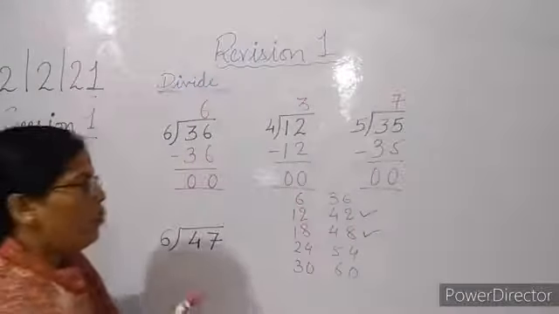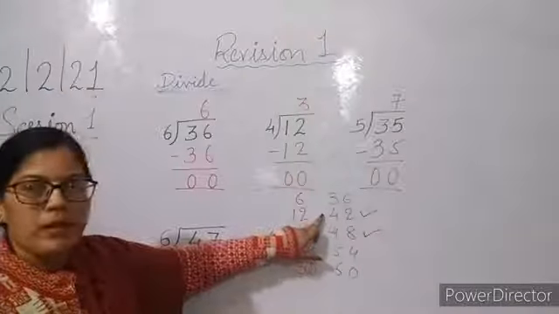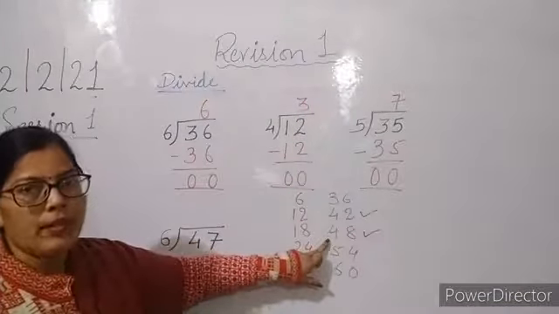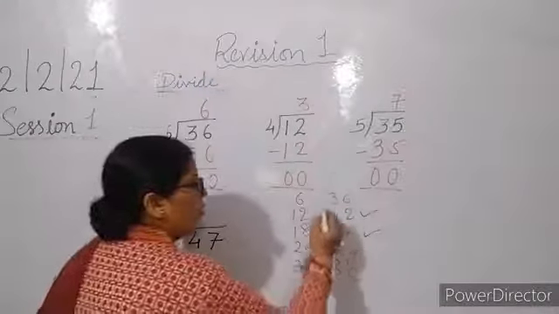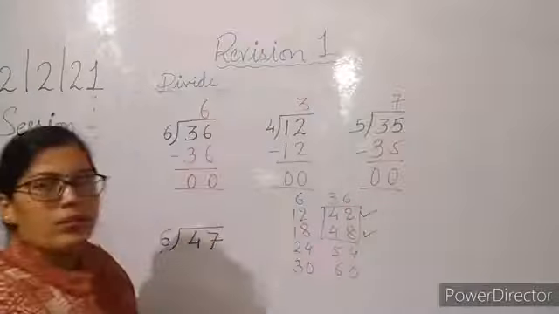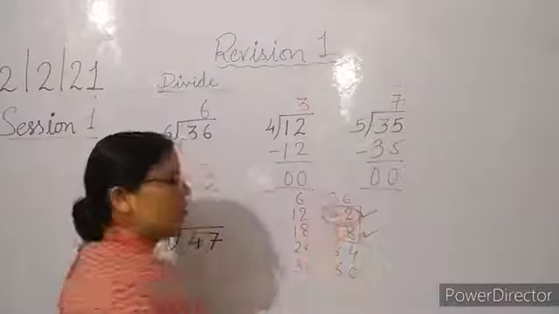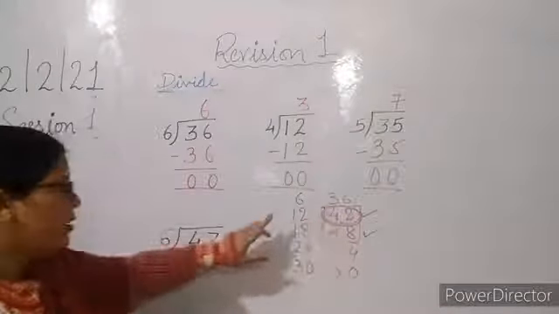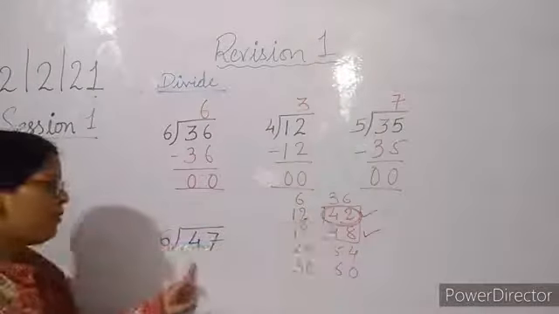Okay, one number is smaller than 47 and another is bigger than 47. So from these two numbers, we'll select the smaller number, that is 42, so that we can subtract the smaller number 42 from 47.